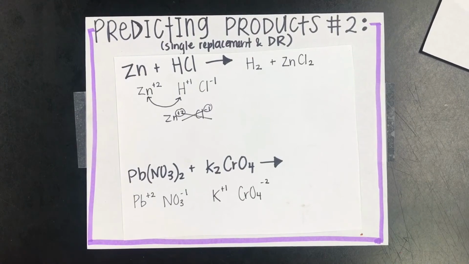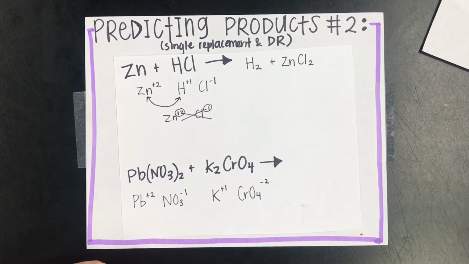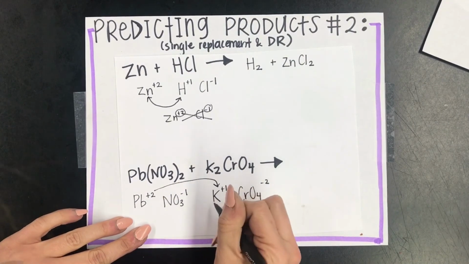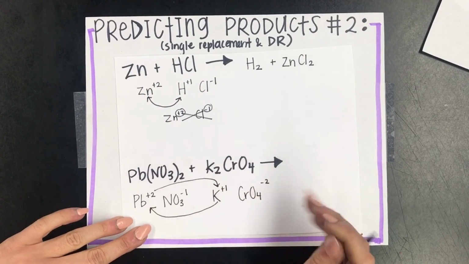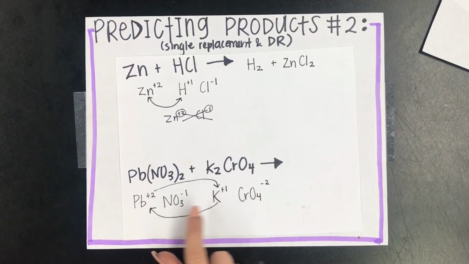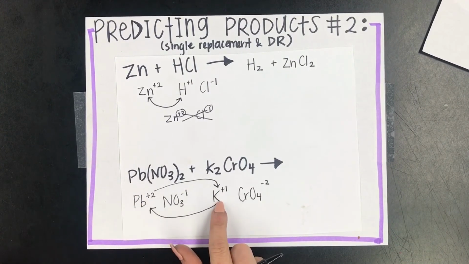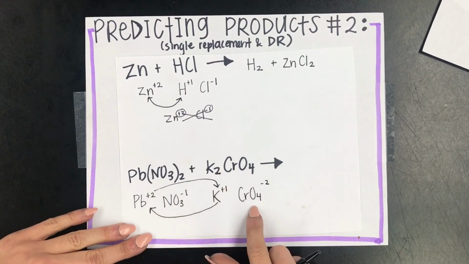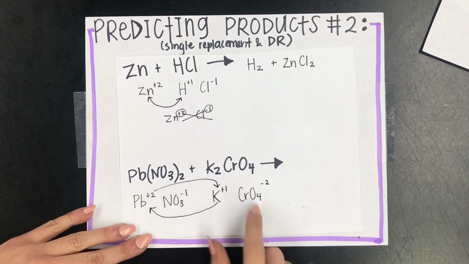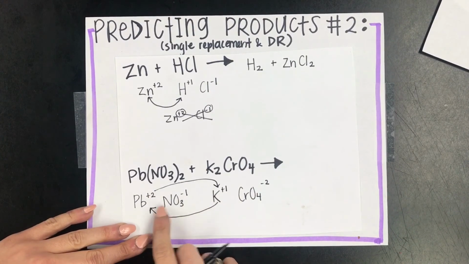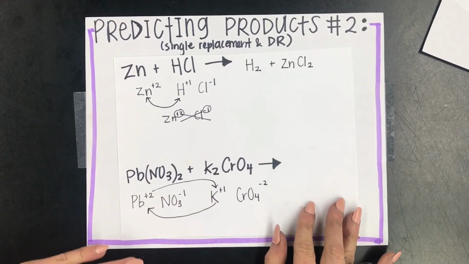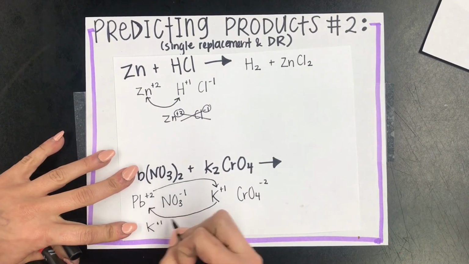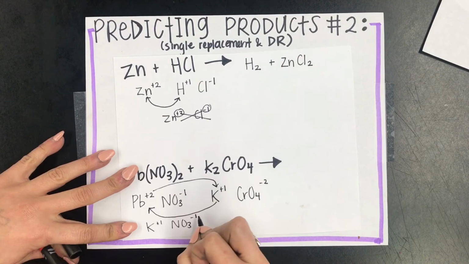So again, look at the charges, see who's similar, see who's probably going to switch places. They are going to switch places. Lead is not going to hook up with this potassium. They don't fit together. Lead wants to hook up here with the chromate. Potassium will then come over, and its new partner will be nitrate. So when we recross the charges, okay, so we have potassium +1, NO3 -1.